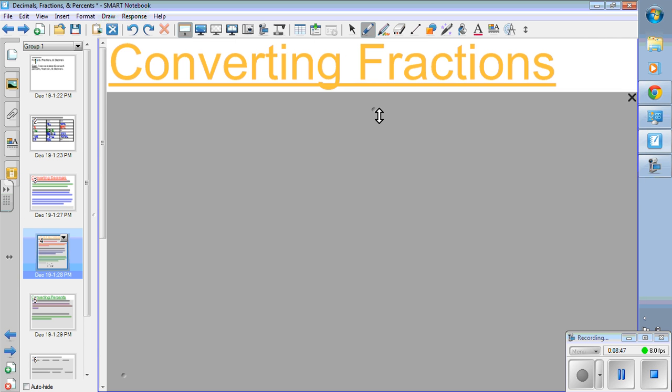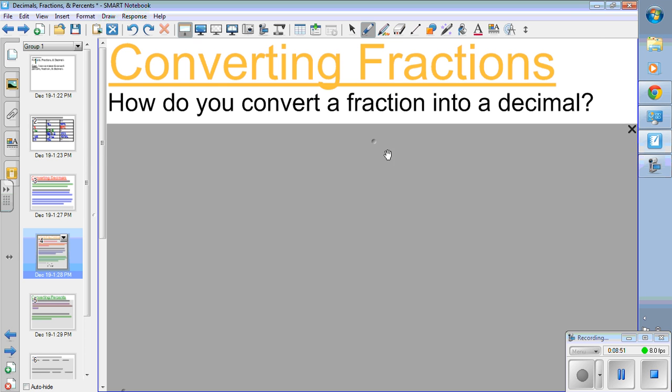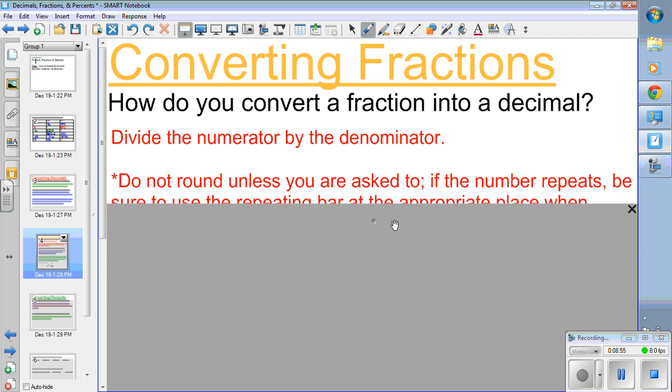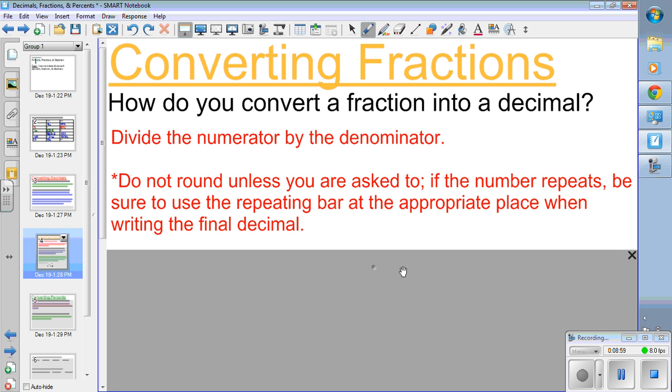All right, converting fractions. How do you convert a fraction into a decimal? Divide the numerator by the denominator. Do not round unless you are asked to. If the number repeats, be sure to use the repeating bar at the appropriate place when writing the final decimal.